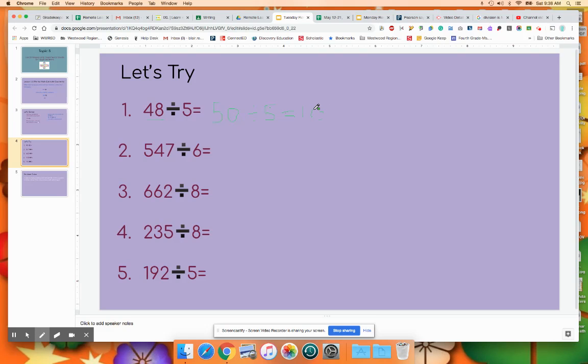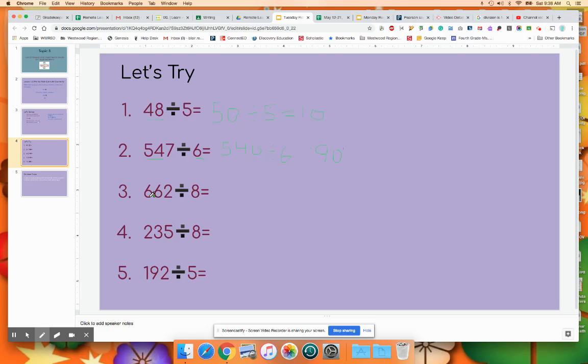Okay? Let's move on to this one. So we have 547 divided by 6. Remember, we're estimating our quotient. So I'm going to underline 54 and 6. Are they in a fact family? They actually are, so this problem is easy. So this would be 540 divided by 6. I know 54 divided by 6 gives me 9. So it would be 90.